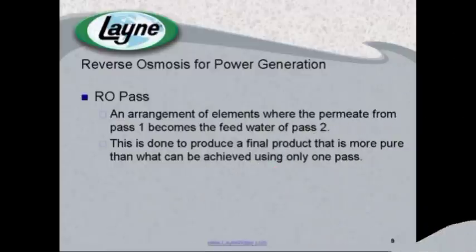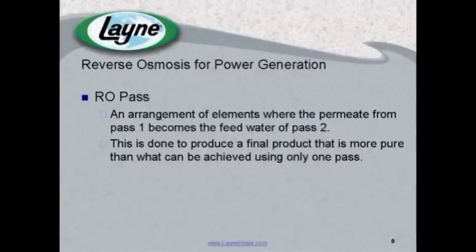Now, the final thing is, what is a pass? How do we define an RO pass? This is an arrangement of elements where the permeate, that's the clean, purified water, from the first pass becomes the feed water of the second pass. Now this is different than what we looked at in that two-stage example, because here what you're really going after is not a reduction in waste, but rather an increase in the purity of the final product or permeate.